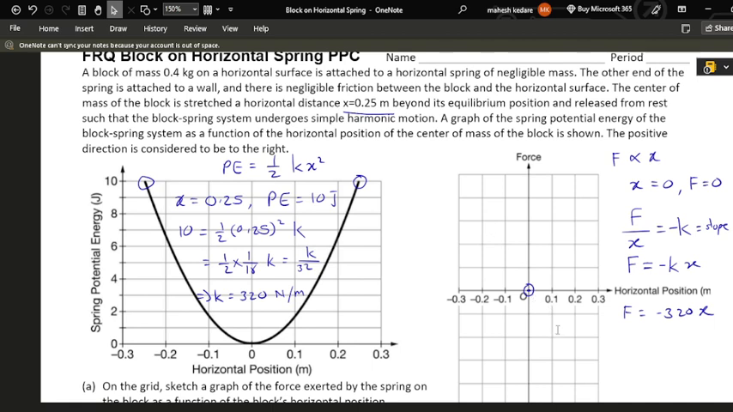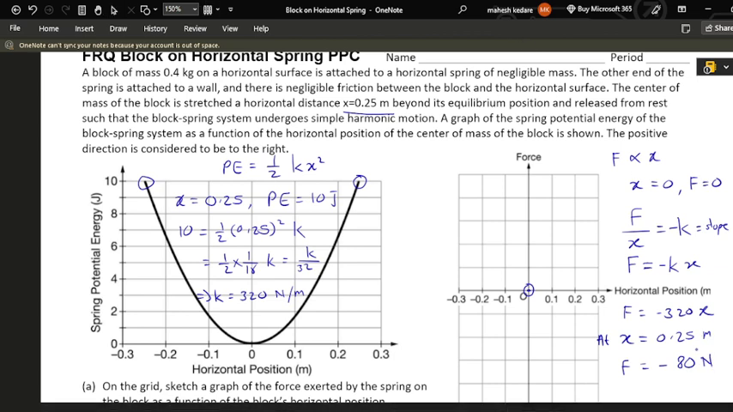Knowing that the nature of the graph is a straight line, only 2 data points will be sufficient to draw a straight line passing through the origin. So another data point can be obtained as follows. We are given that the extreme position is 0.25 meter. We substitute 0.25 meter here, which gives us F equal to minus 80. It is minus 80 Newton.